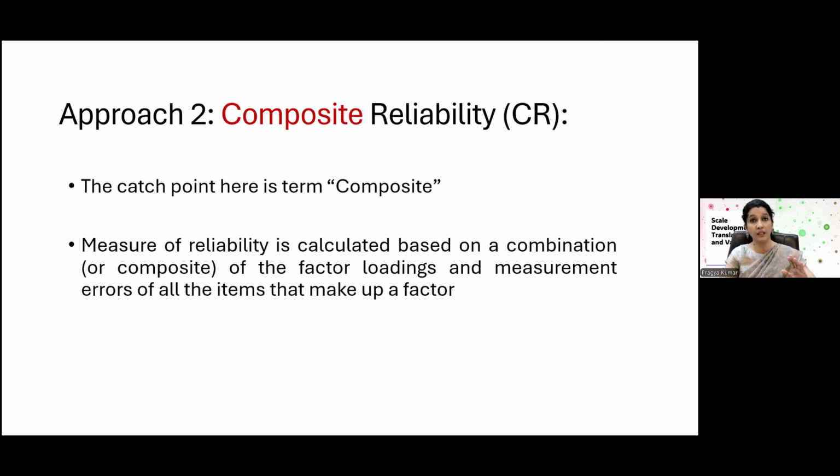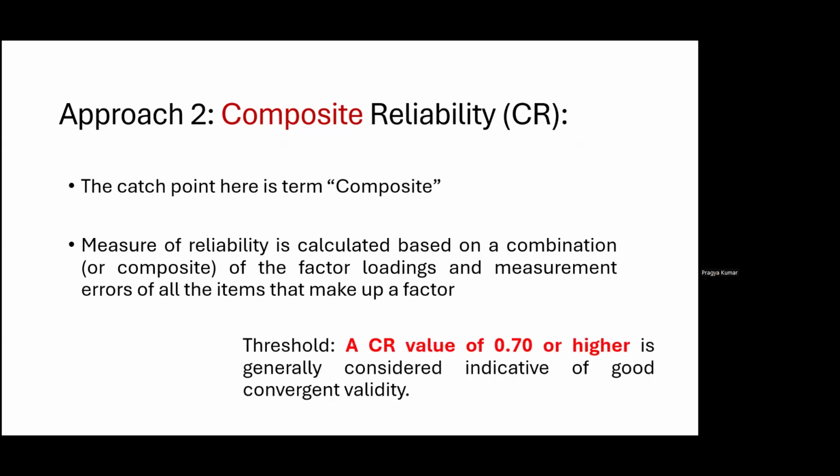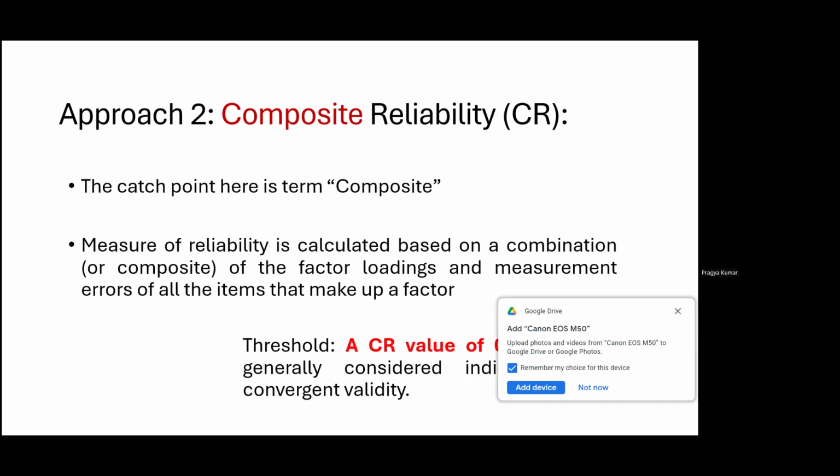We have done reliability earlier also, the McDonald's omega and the Cronbach's alpha. But this reliability is different from the previous reliability, because here it takes the factor loadings and the measurement errors of all the items. So what is the cutoff? A cutoff value of 0.7 or higher is generally indicative of good convergent validity. You can remember the value for Cronbach's alpha. There also we have read that the value should be more than 0.7.